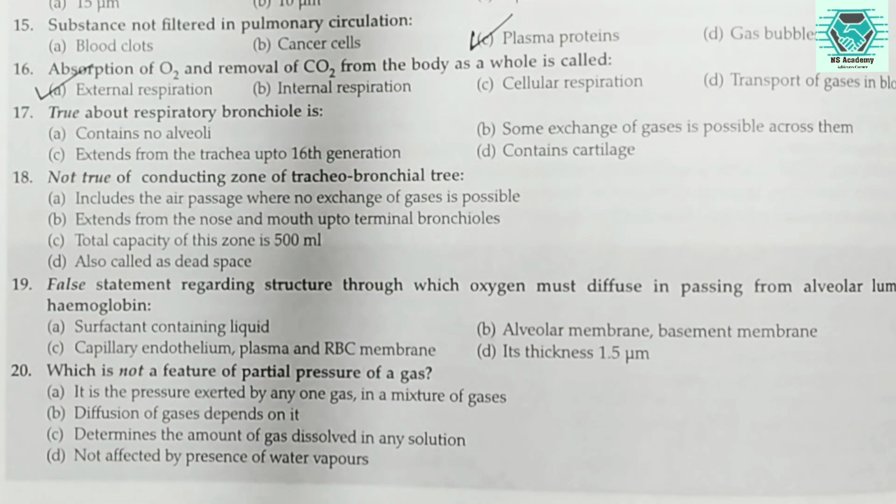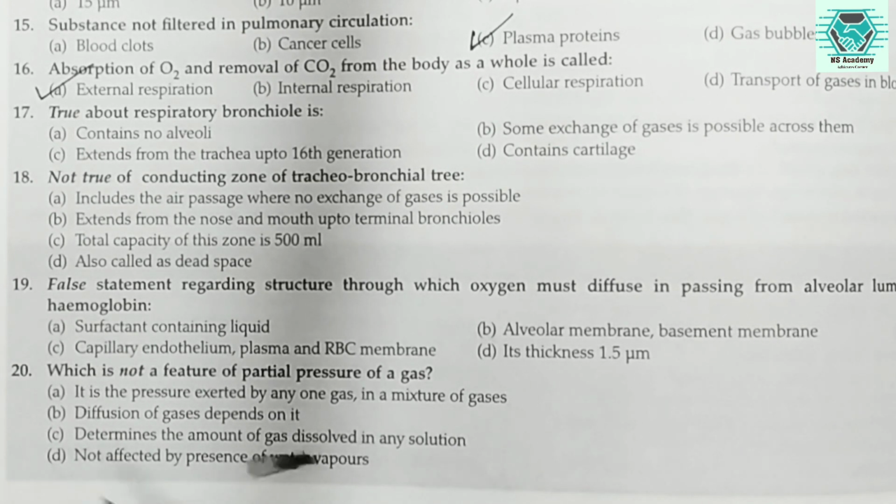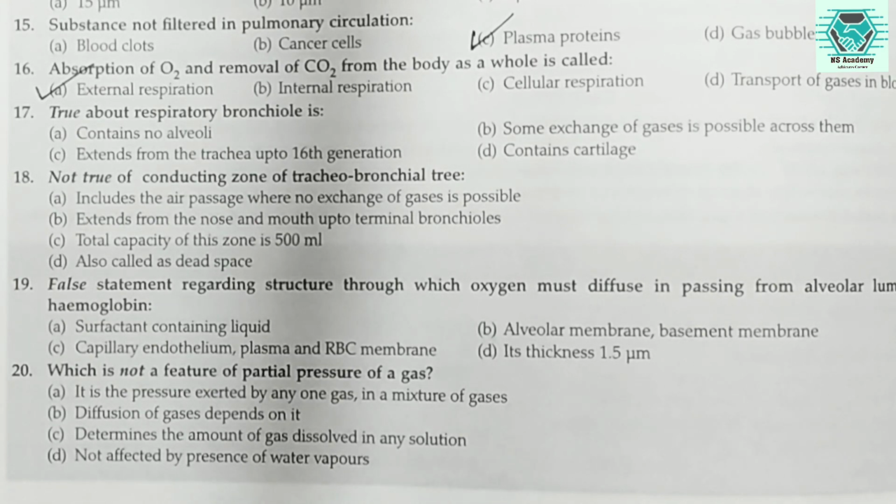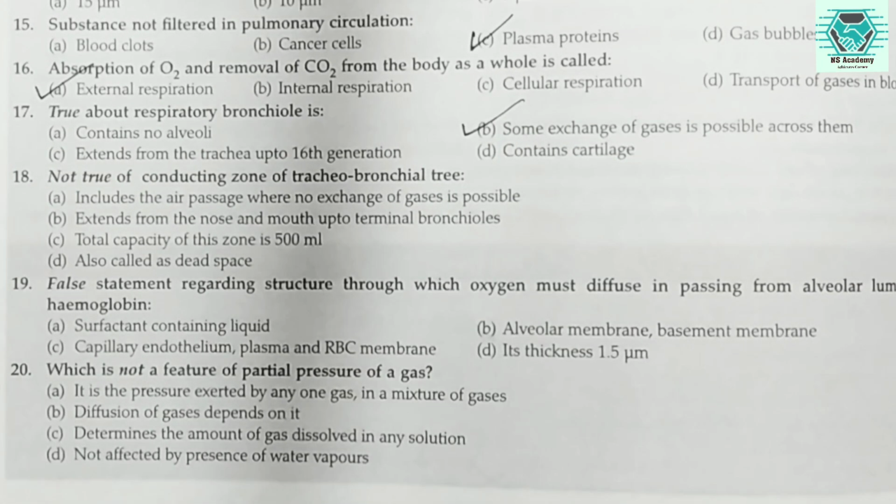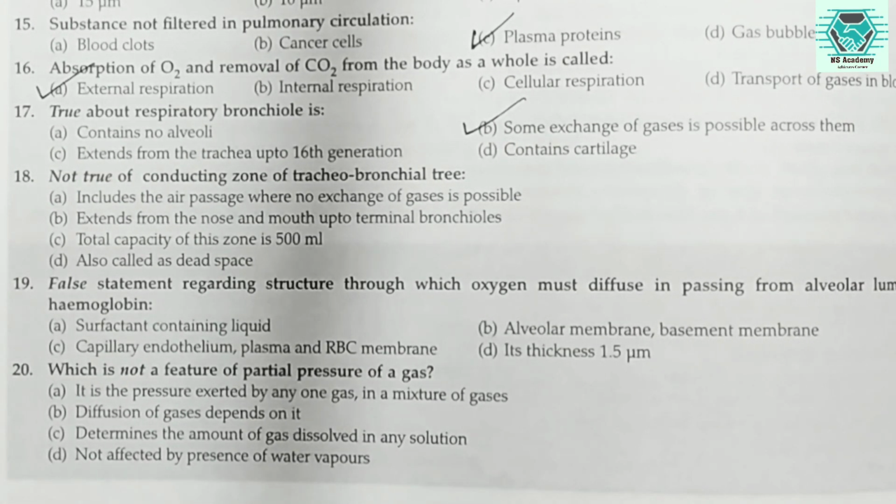Next question: true about the respiratory bronchiole is, contains no alveoli, some exchange of gases is possible across them, extends from the trachea up to the 6th, and contains cartilage. Which one? It is B: some exchange of gases is possible across them.